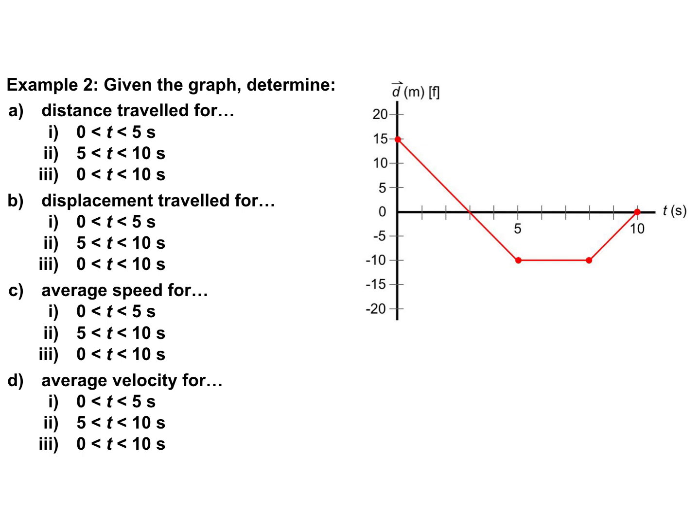From 0 to 5 seconds, that's the first chunk of the graph. I see that it started at 15. And it went down to -10. Okay, so from 15 down to -10, that's a distance of 25 meters.